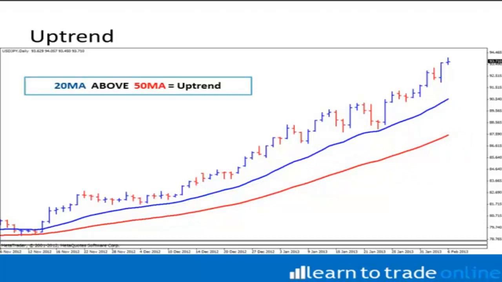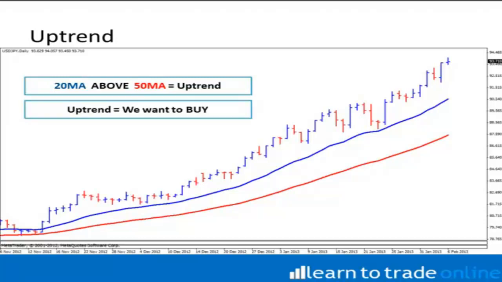Now when the 20 moving average is above the 50 moving average, that means that we're in an upward trend. And as you can see on this example, all the way through this chart, the blue moving average is above the red moving average. So 20 is above 50, we're in upward trend. And again, in that upward trend, we're looking for buy signals. We know this market's moving up. Let's find a sensible place to buy into this market.